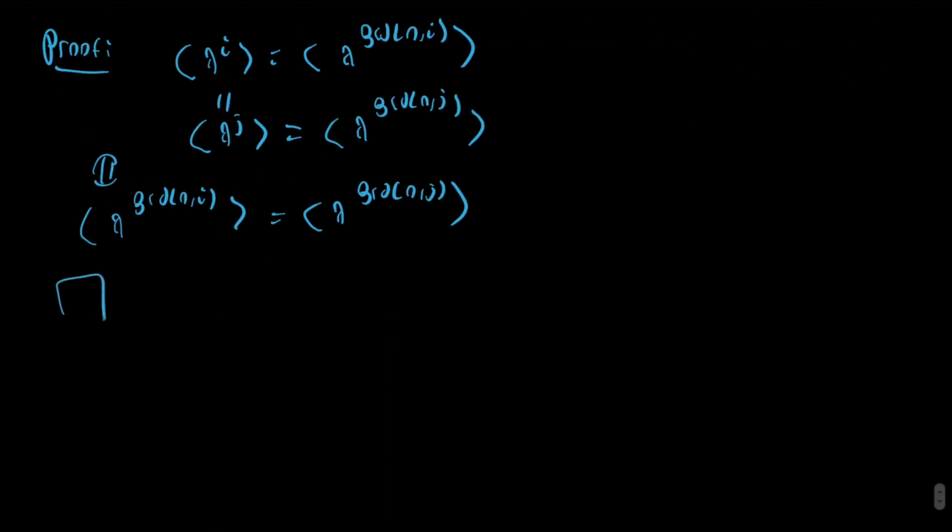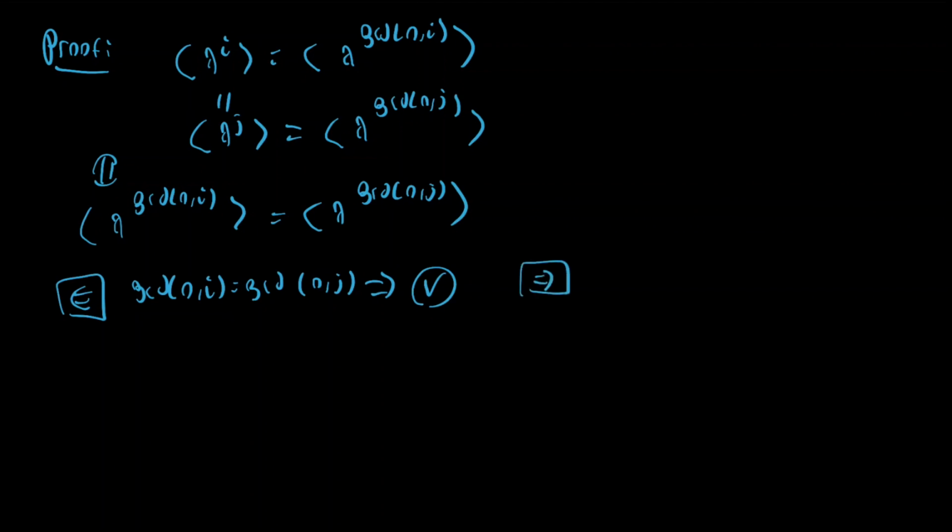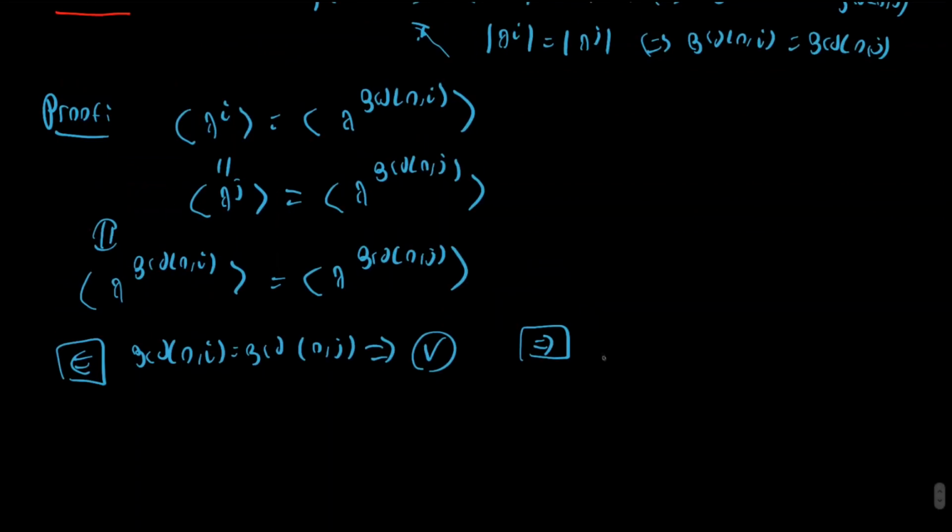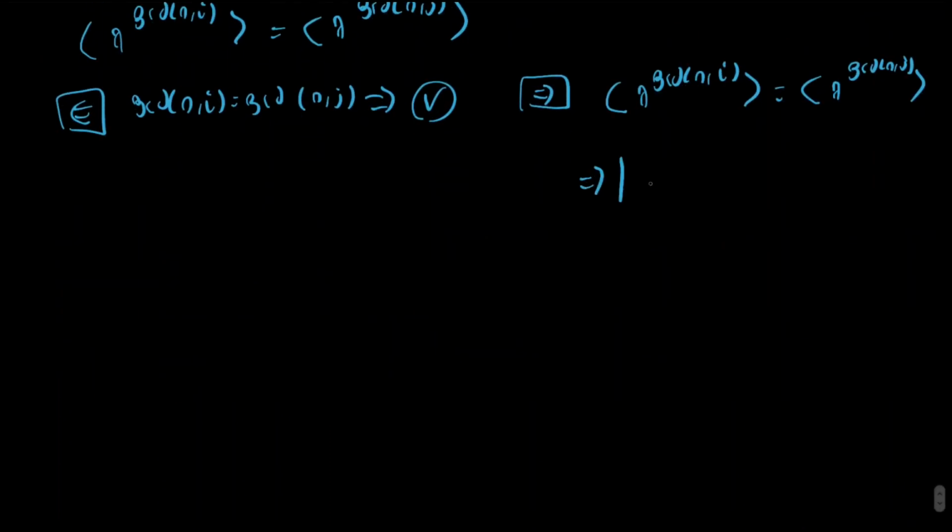Okay, but now let's first prove the reverse implication. So let's suppose the GCD of n and i is equal to the GCD of n and j. Well, then trivially these two groups are equal because their exponents are equal, and so we have verified our statement. But for the forward direction, on the other hand, supposing that these two groups are equal, then their orders are equal, because trivially two groups that are equal have of course the same number of elements.